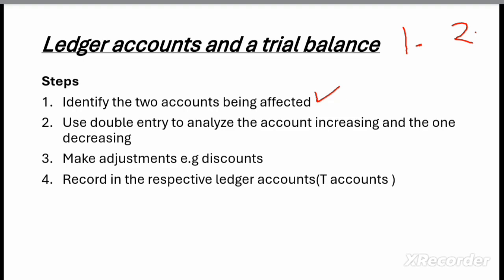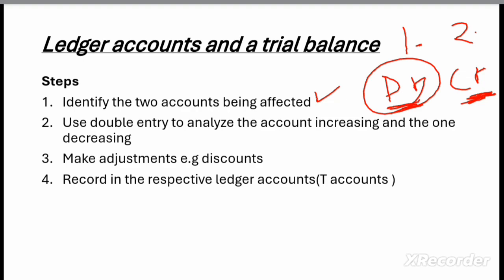So use the double entry to analyze the account increasing and the account decreasing. One account decreasing. So the account which is receiving, you're going to record, the account which is increasing is this one, the account which is decreasing is this one. Sometimes both accounts will increase. For example, sold goods on cash. Sales account is increasing, the cash account is also increasing because cash is coming in. But all in all, you must have one which is being debited, the other one which is being credited. So according to the double entry rule, for every debit entry, there is a corresponding credit entry.